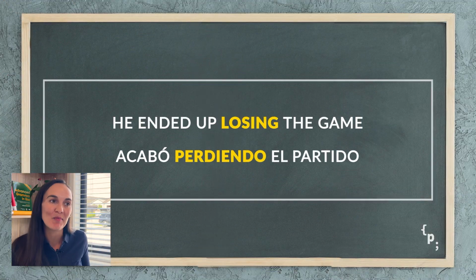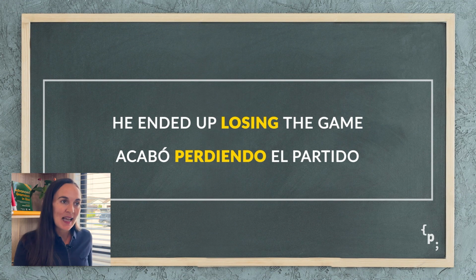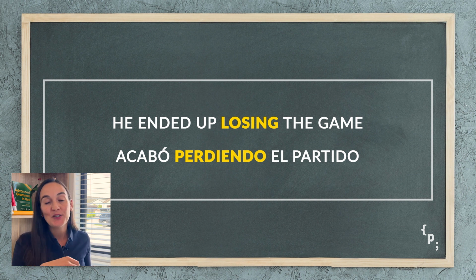So what happens in these cases? Well, -ing can be the equivalent of a verb ending in -ando, -endo, or -yendo in Spanish, as you can see in the last example. He ended up losing the game. Acabó perdiendo el partido. But this is not the case in the other 2 sentences. So again, don't assume because in English we use an -ing form, we have to use a form with -ando, -endo, and -yendo in Spanish.